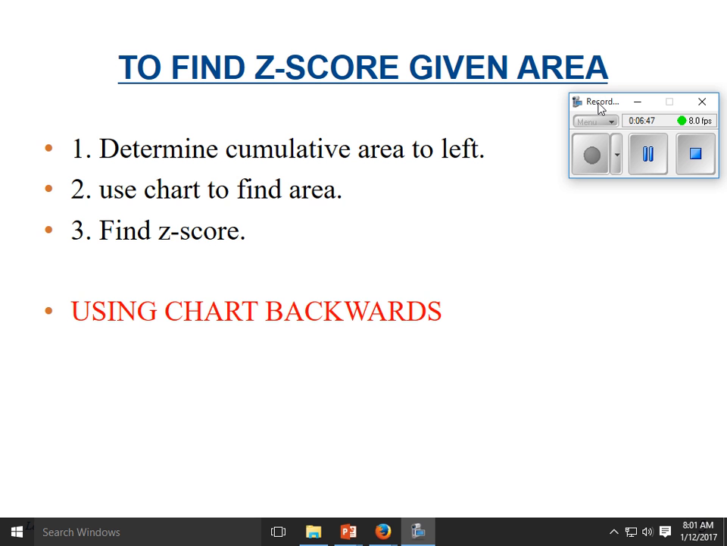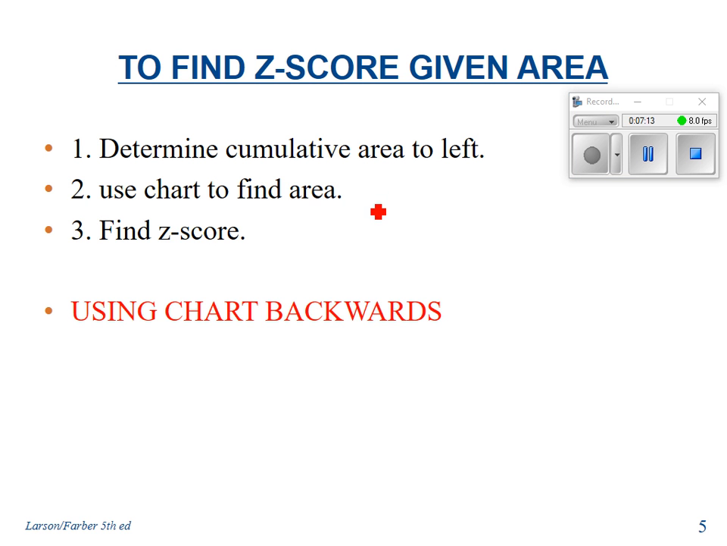Now on the chart, Michael was using my chart a second ago. What did I do with it? He was looking out here, finding your Z-score, and then going over here and finding the area. Now what we're going to do is we're going to know the area, and we're going to use the chart backwards. So you're using the chart backwards.